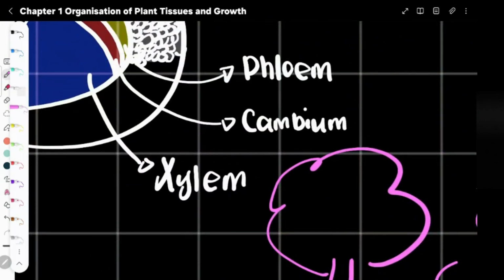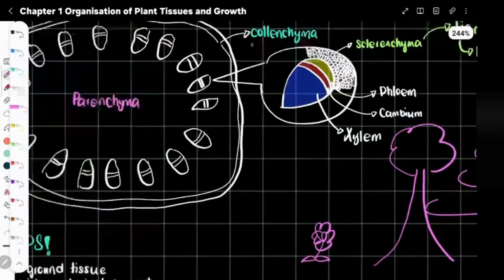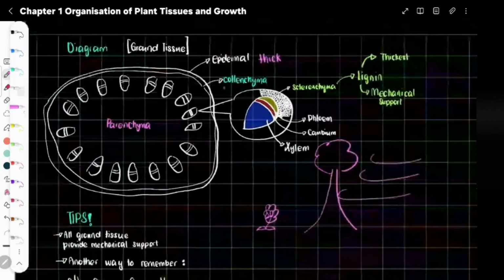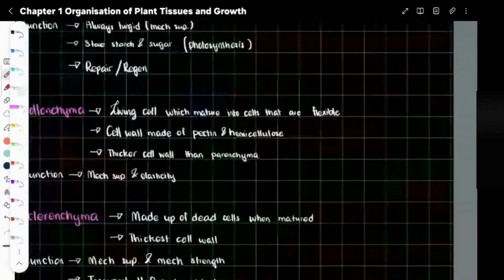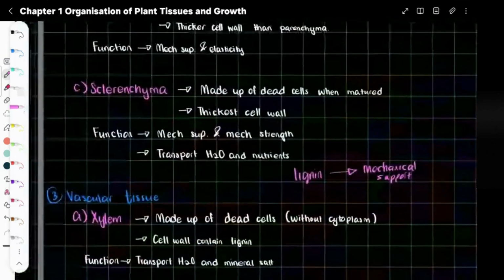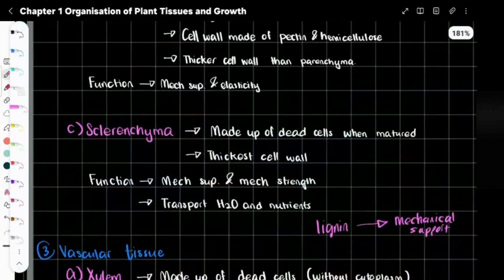And yes, you are correct. Xylem is also very thick. So far I understand, right? So far very easy to understand. Yeah, sclerenchyma is the same thing here. See, thicker cell wall. I told you.